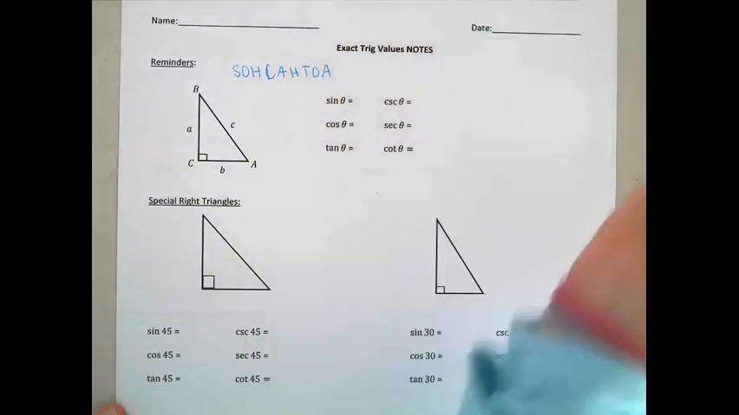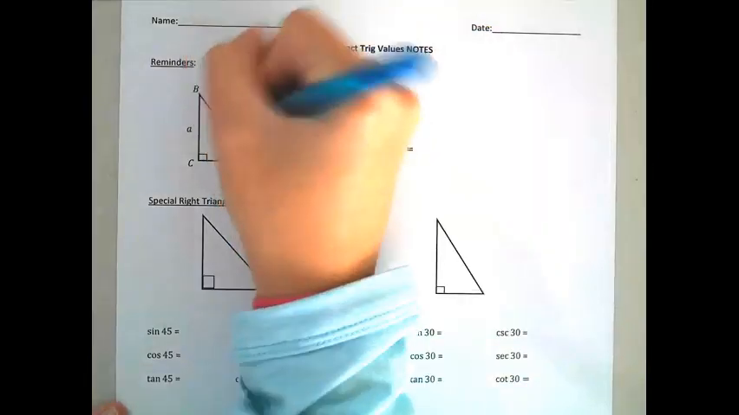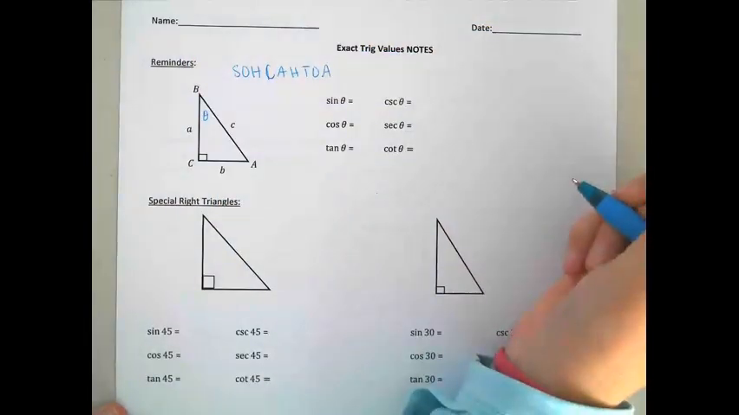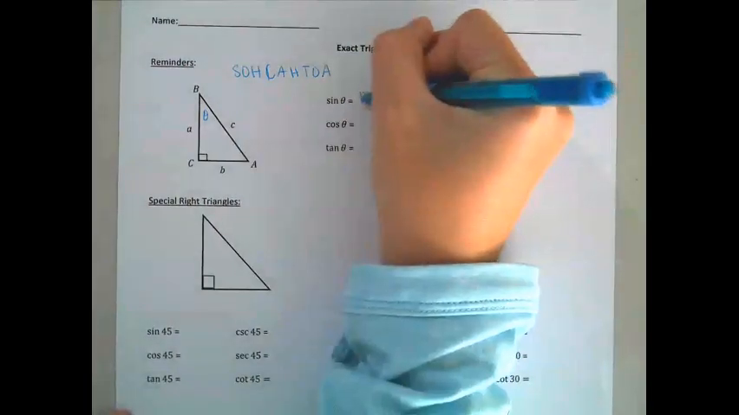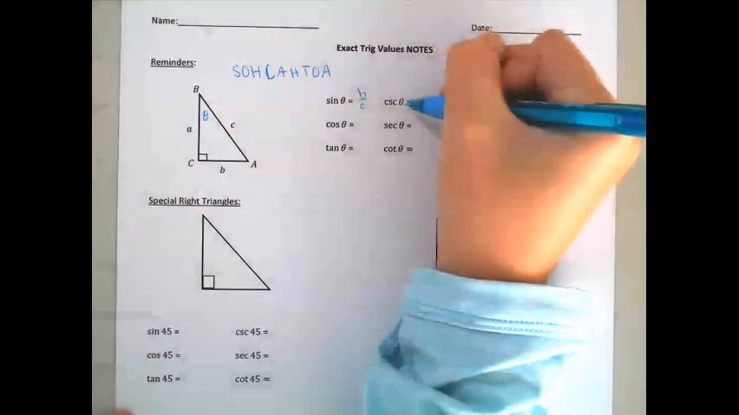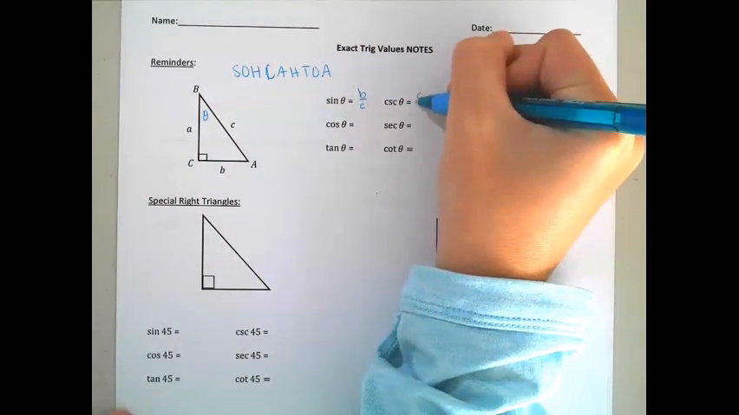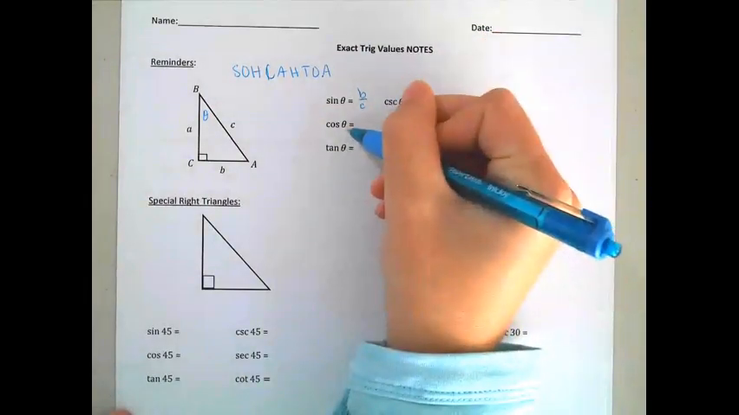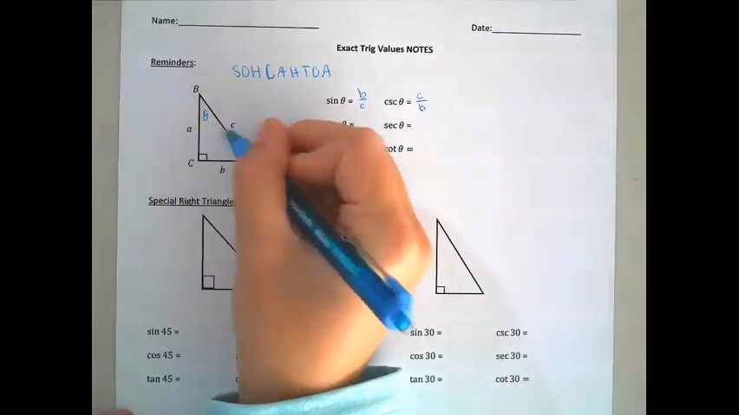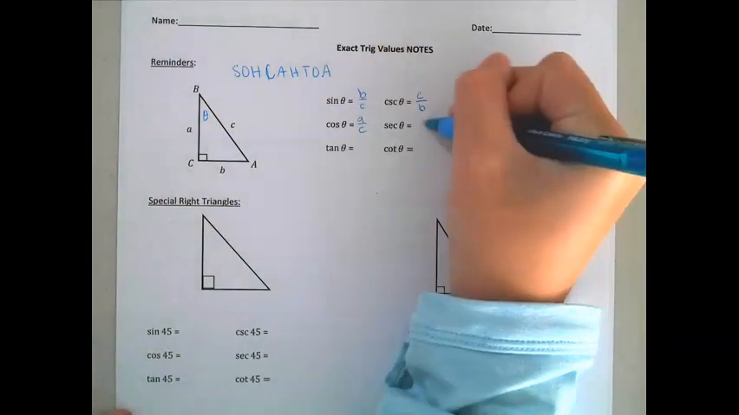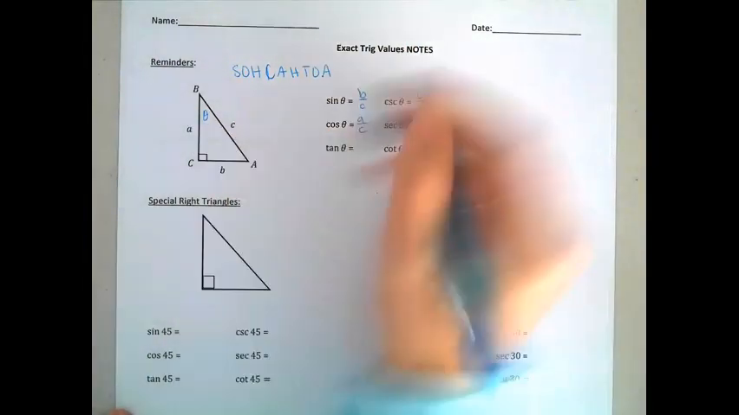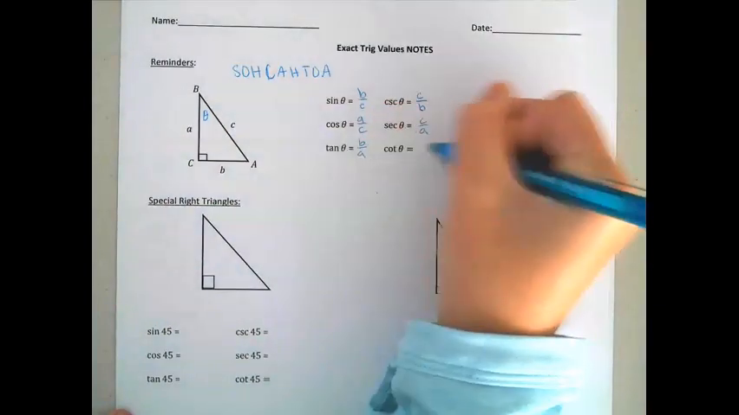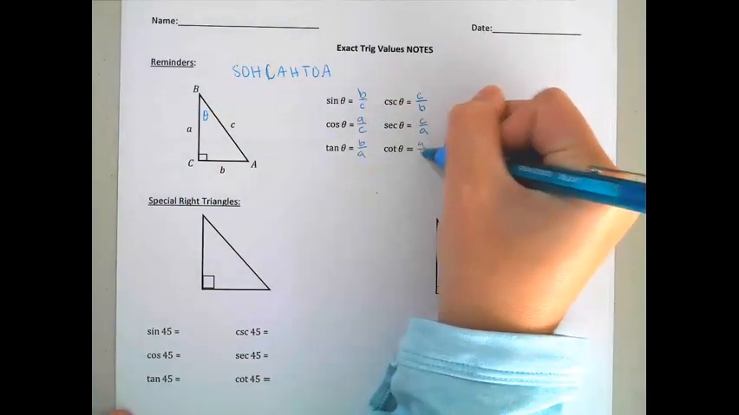So here, let's say our theta is right here. So then we need to make sure we identify what our theta is. So sine of theta is b over c. So cosecant of theta is going to be the reciprocal. So cosine of theta is going to be adjacent over hypotenuse. Secant is going to be the reciprocal. And tangent is going to be opposite over adjacent. And cotangent will be the reciprocal. So we know all that.